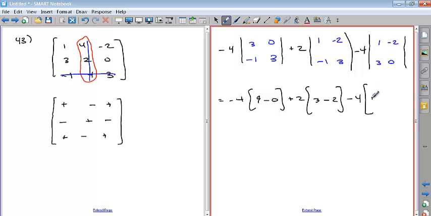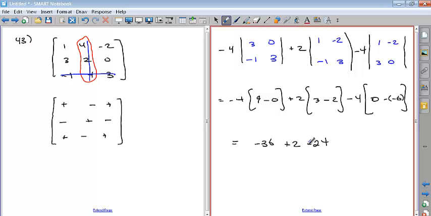Then we have 1 times 0, which is 0, and 3 times 2 is negative 6. We subtract that part, so it's going to be a negative of a negative 6. So let me just put that in there. So it's negative 6. Okay, so here we have minus 36, 9 times negative 4. Here we have 3 minus 2, which is 1. 1 times 2 is 2. And then finally we have positive 6 times negative 4, which is negative 24.